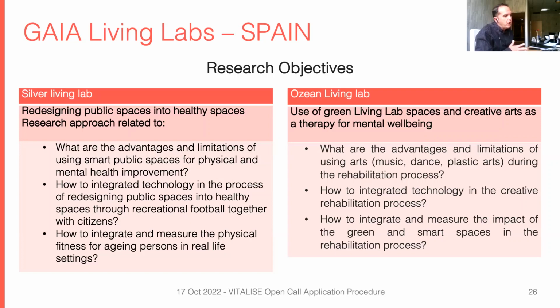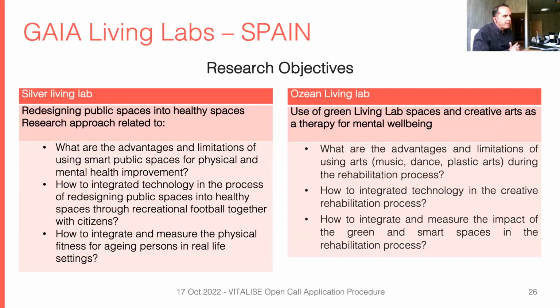This question, we will also work together, as our colleague from Hungary was mentioning, with the Finnish and Hungarian living labs, and also how to integrate and measure the physical fitness for aging people in real life settings. So as you can see, we are trying to use football and the training in football. We are trying to make the research about smart public spaces, what smartness means, what public means, and what a space means to do so. This will be done in a natural space close to the Bilbao area, and we'll be happy to host you.